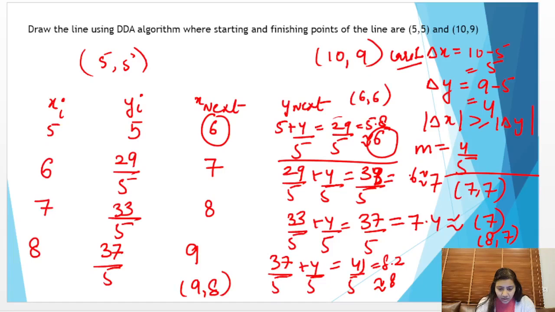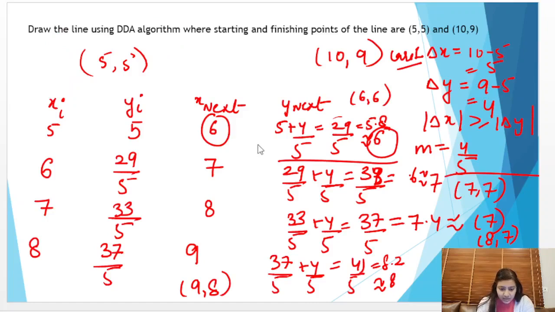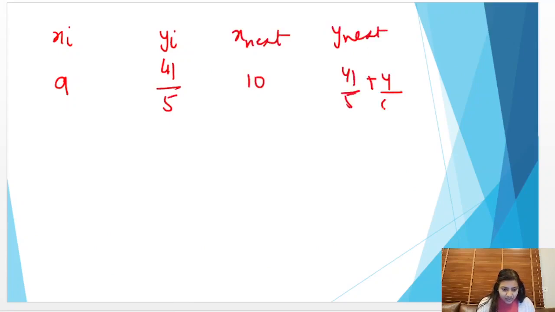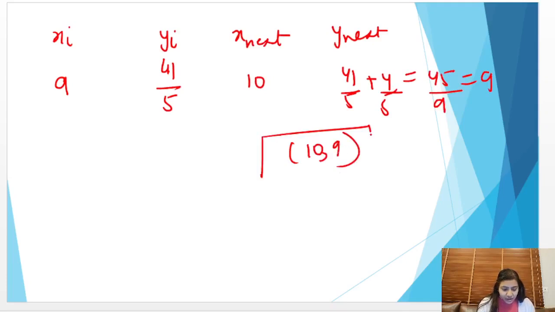Now the next value, the next x that we have got is 9. The y was 41 by 5. So next x is 10 and next y is 41 by 5 plus 4 by 5, which is equal to 9. So the next pixel is 10, 9. Now this is the finishing point of the line. So we stop our algorithm here.